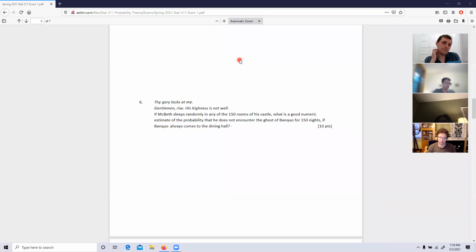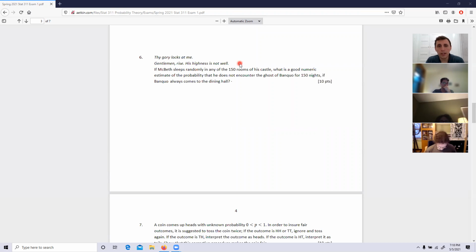Now this one, let's see what we have here. So question number 6. There are 150 rooms in the castle, and the ghost of Banco goes to only one of the rooms, right? Macbeth sleeps randomly in one of the 150 rooms, and the question is, what's the probability that he does not encounter the ghost of Banco? So the probability of not encountering it for each day independently is 1 minus 1 over 150. Do you agree? That's the probability of not encountering that ghost.